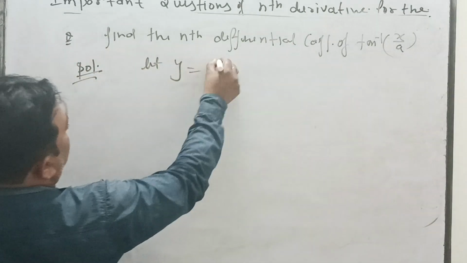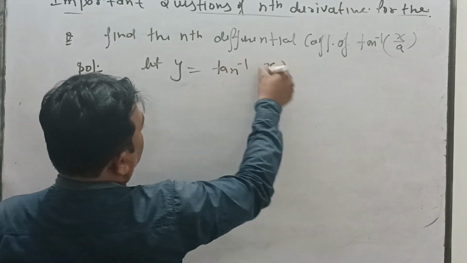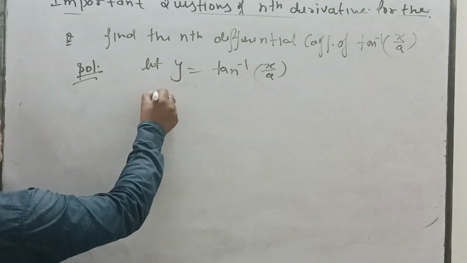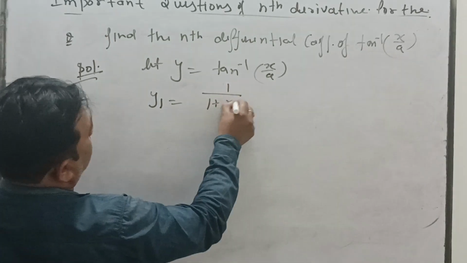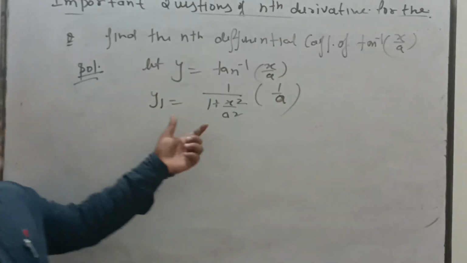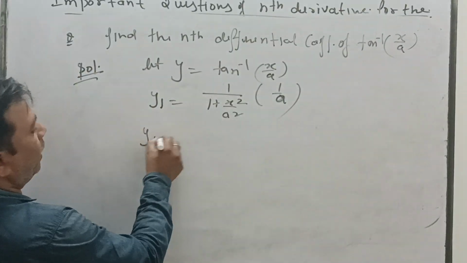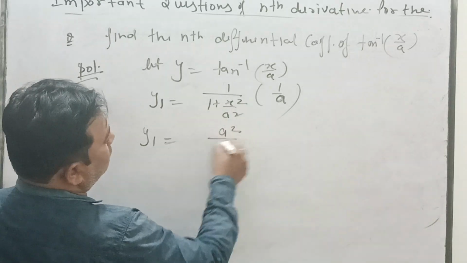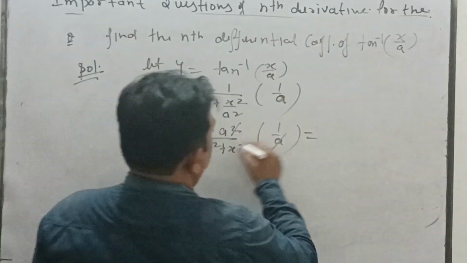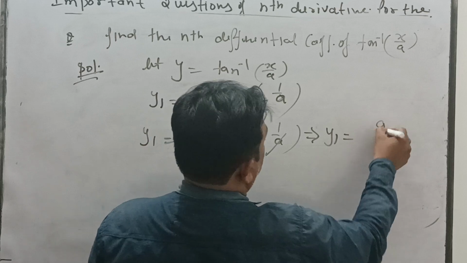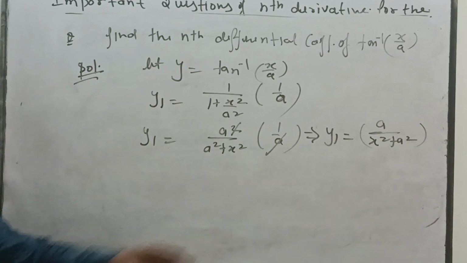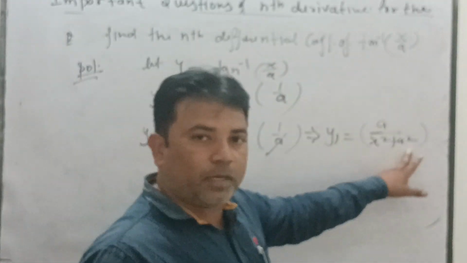Let y equal tan inverse of x upon a. First we differentiate this function with respect to x. So y1 equals 1 upon (1 plus x squared upon a squared) into 1 by a, using the formula discussed in the previous video. Taking the LCM, y1 equals a squared upon (a squared plus x squared) into 1 by a. Cancelling out, y1 equals a upon (x squared plus a squared).